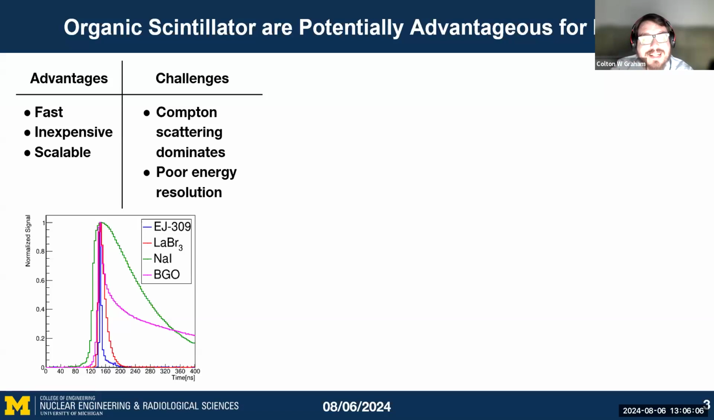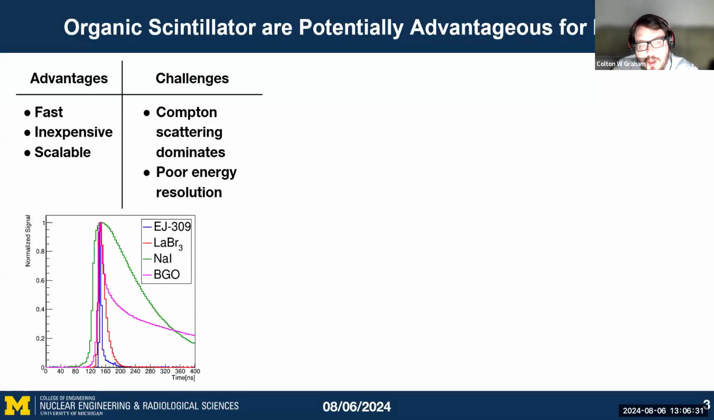Additionally, organic scintillators are relatively inexpensive and easy to scale to large volumes. So that means that it's possible to create cost-effective, large, efficient, very sensitive detector systems, which could be deployed at a wide range of ports of entry in order to create a cost-effective and efficient contraband detection system.